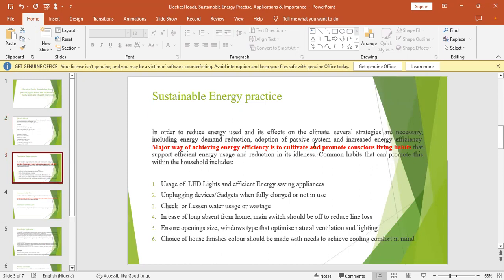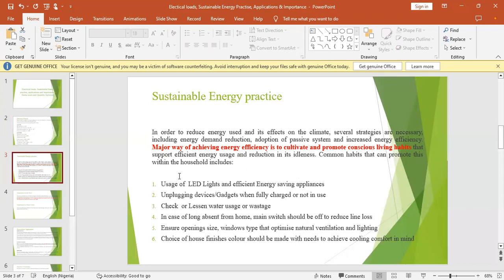In order to reduce energy use and its effect on the climate, several strategies are necessary, including energy demand reduction, adoption of passive system and increased energy efficiency. A major way of achieving energy efficiency is to cultivate and promote conscious living habits that support efficient energy usage.